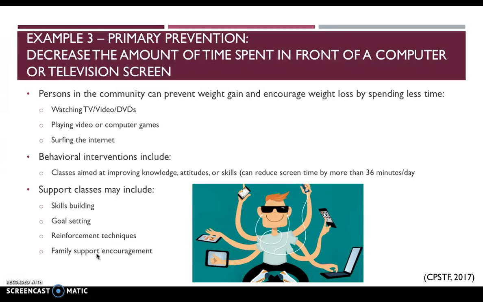Example 3 of primary prevention is something everyone can use today and benefit from, and that's to decrease the amount of screen time in front of a computer, TV, or phone. Support can be provided through classes aimed at skill building, goal setting, reinforcement techniques, and family support and encouragement.